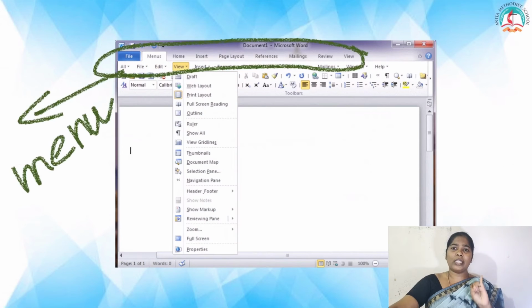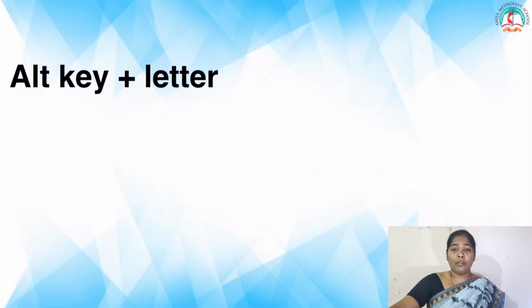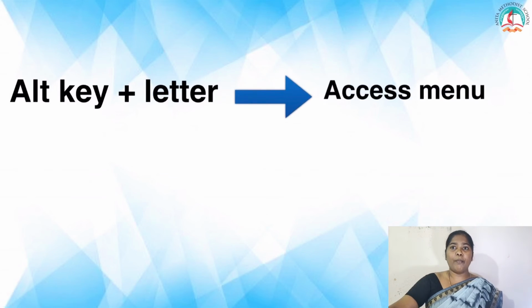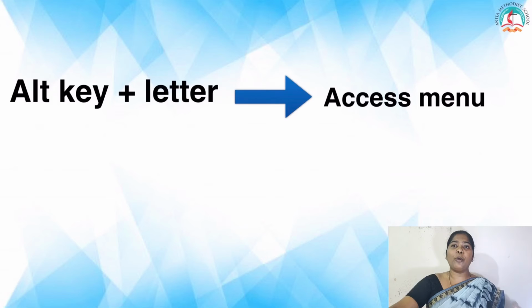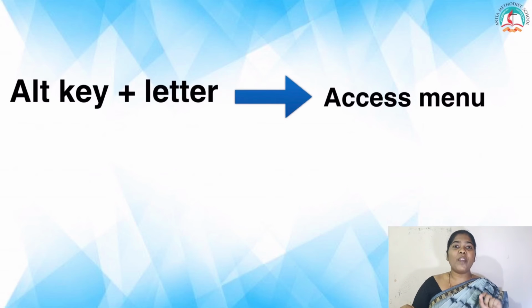Now you know what is title bar, what is menu bar. Next, to open the menu bar, we can use the Alt key plus a letter. So if I want to access a menu in the menu bar, either I can use my mouse pointer to go to that particular menu and click, or else I can press Alt key plus the letter. When I press Alt key plus letter, I'll be able to access that particular menu.